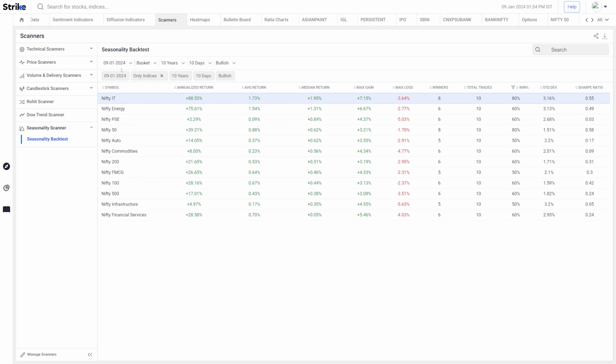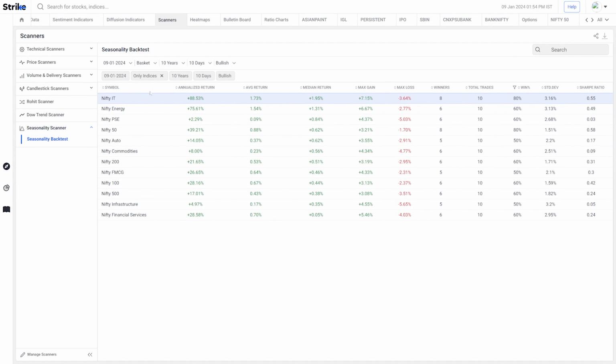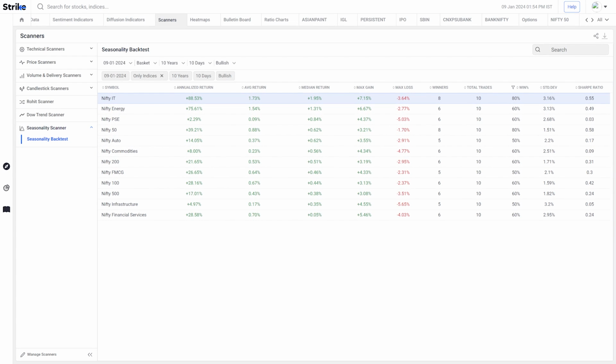So in my case, I have currently selected the start date as today, that is 9th of January. 10 years is the backtest period. I'm looking for only indices for the next 10 days and I'm looking for bullish opportunities. These are the results I'm seeing. So let's first understand each of the parameters before we dive further.